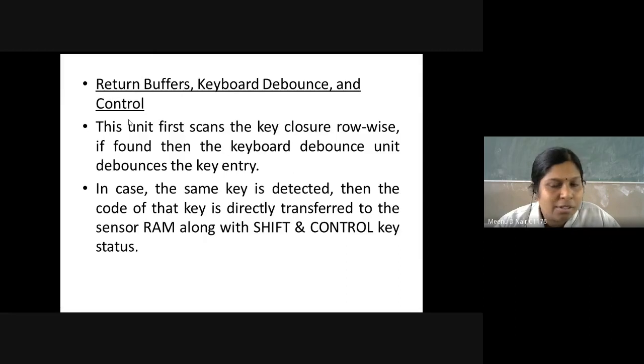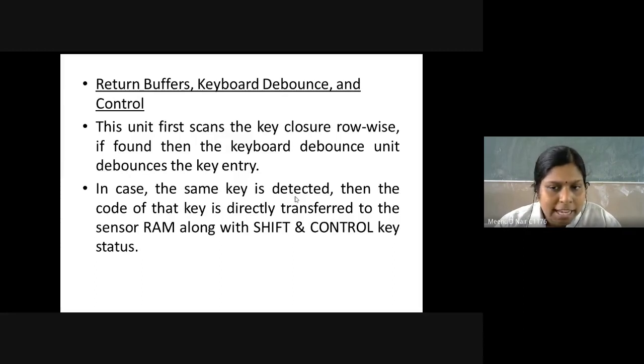So what it is actually doing is, like we said in the starting itself, it will check row wise. Once it is detected that it has a key bounce, then it will check row wise, and suppose if it detects something, what will it do? It will give it to the keyboard debounce unit. Okay, it is given to the keyboard debounce unit, and the keyboard debounce unit will identify which key has been pressed. That is what the keyboard debounce unit will do.